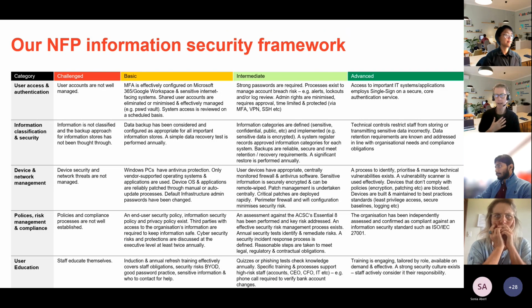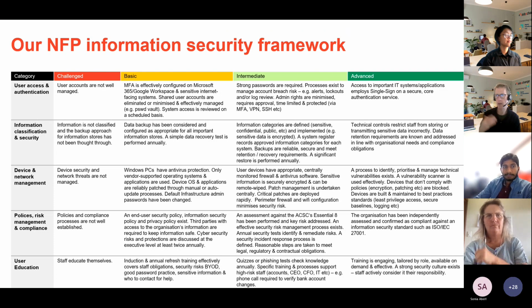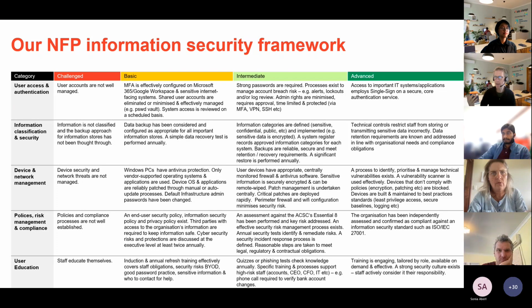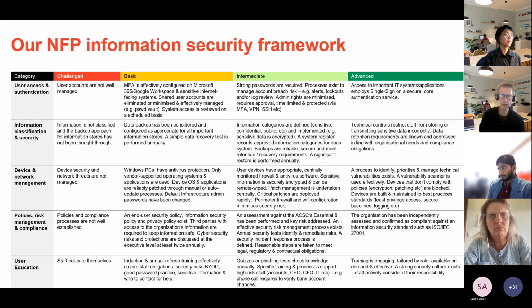But what we generally say is every nonprofit should be aiming at least for the basic level of security, and this is available on our website, on the digital transformation website. So MFA is configured on 365 and Google Workspace. Shared accounts are eliminated or minimized and effectively managed. Data backups have been considered and are configured as appropriate, right? So we're not saying have backup on everything, we're just saying think about it. Windows PCs have antivirus protection, etc.